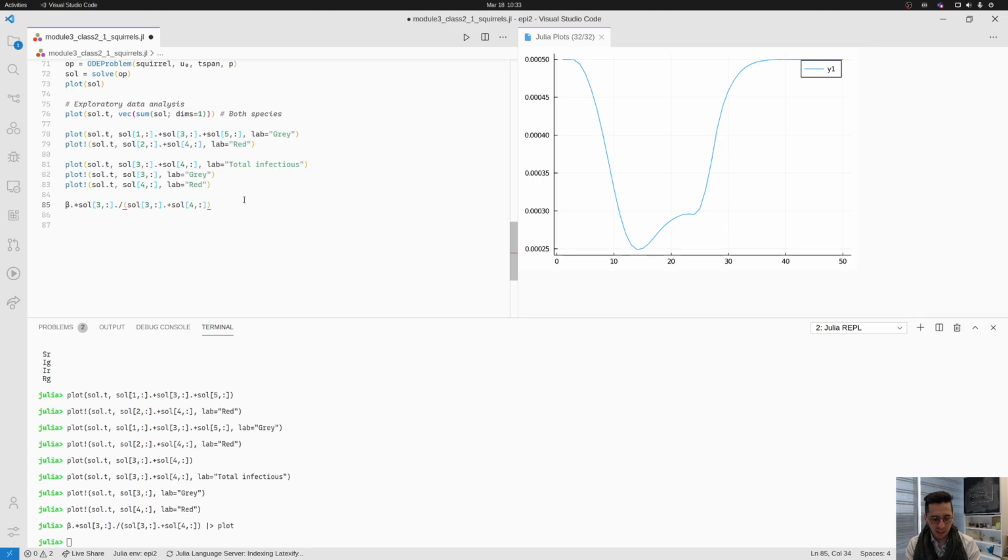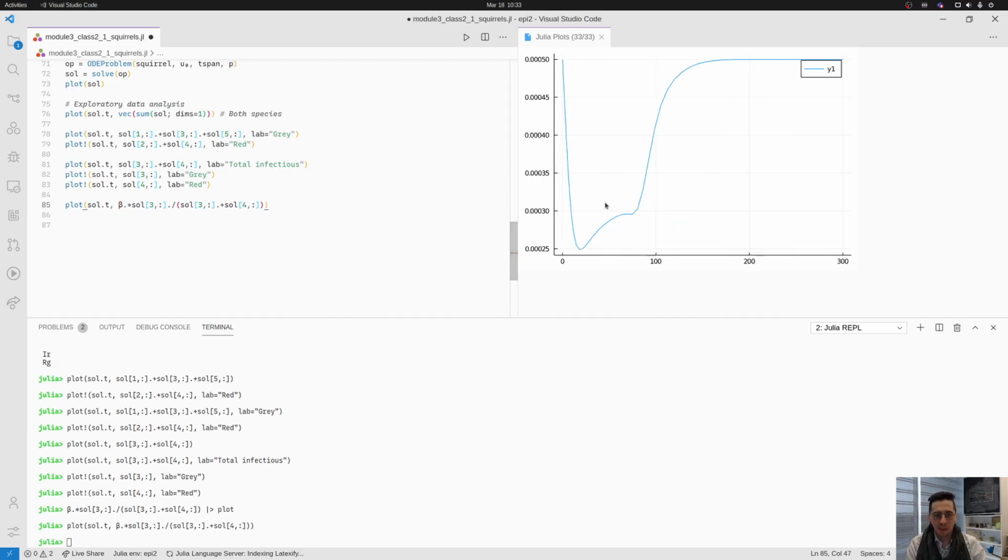We need to add a t here. Sol.t, and then that. So out of the total force of infection here, over time, during the first 100 time steps, less and less is due to the proportion of individuals that are contributing infection from the gray population, which is about 1/2. If we remove beta, it's actually easier to see, and we want y-lim to be 0 to 1.